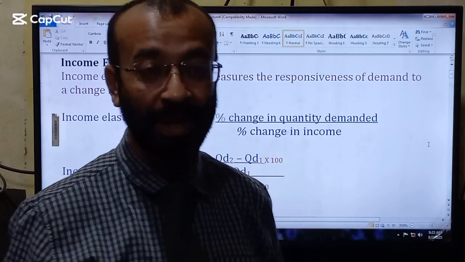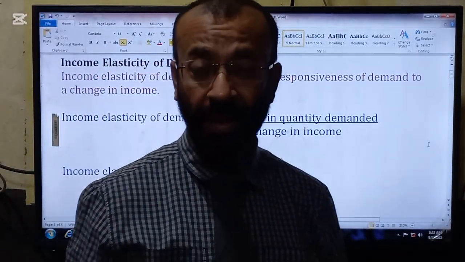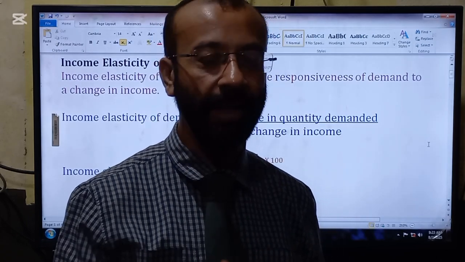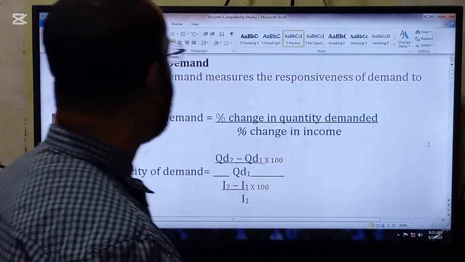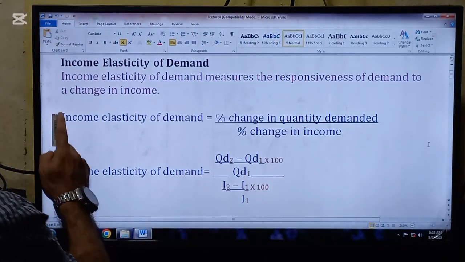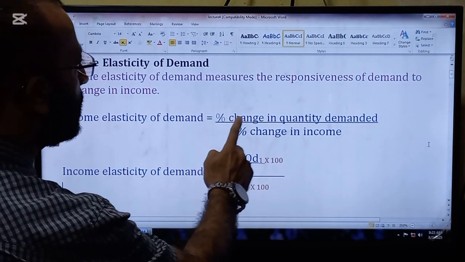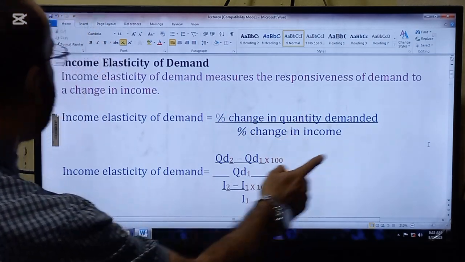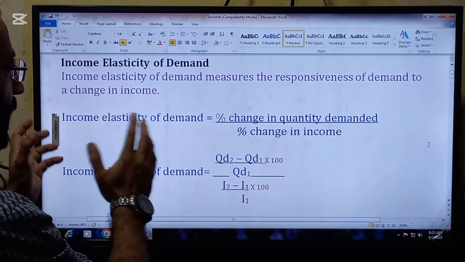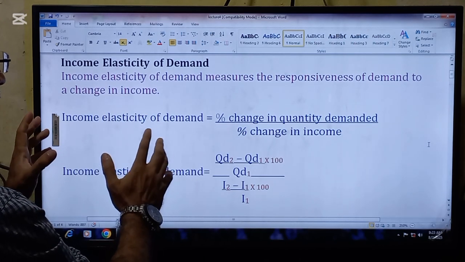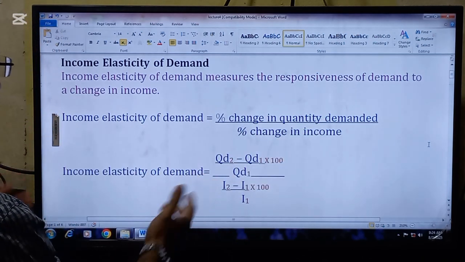Good morning, students. Today we are going to read the income elasticity of demand in the topic of elasticity of demand in the subject of economics O levels. So concentrate yourself. Here we are going to start the income elasticity of demand. Income elasticity of demand measures the responsiveness of the demand to a change in income. This topic covers the responsiveness of the demand to a change in income.